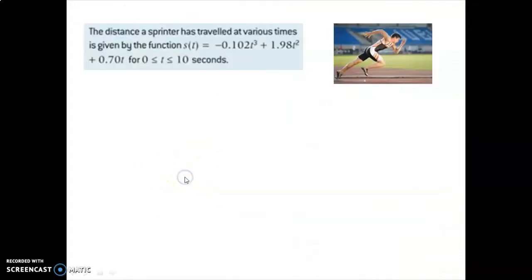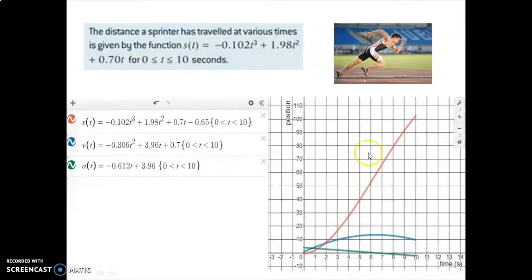With those reminders, we're ready to look at something else we've looked at before, and we'll take it a step further in just a moment. So let's say we have a sprinter, and their position is represented by this function. So we have a position function here, s of t. That function can be represented here. The red function is that position function.